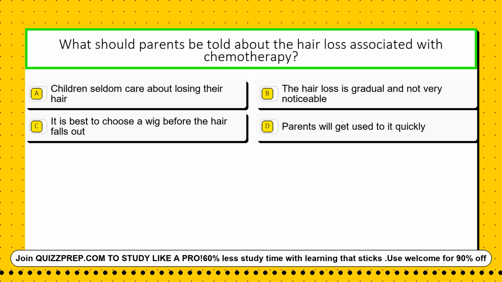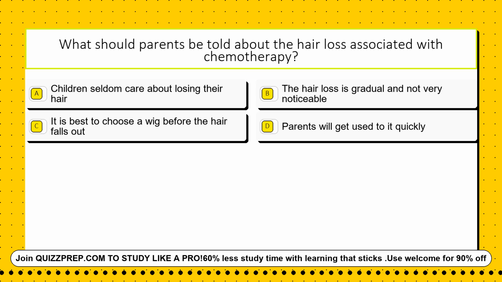Question 100. What should parents be told about the hair loss associated with chemotherapy? Option A. Children seldom care about losing their hair. Option B. The hair loss is gradual and not very noticeable. Option C. It is best to choose a wig before the hair falls out. Option D. Parents will get used to it quickly.